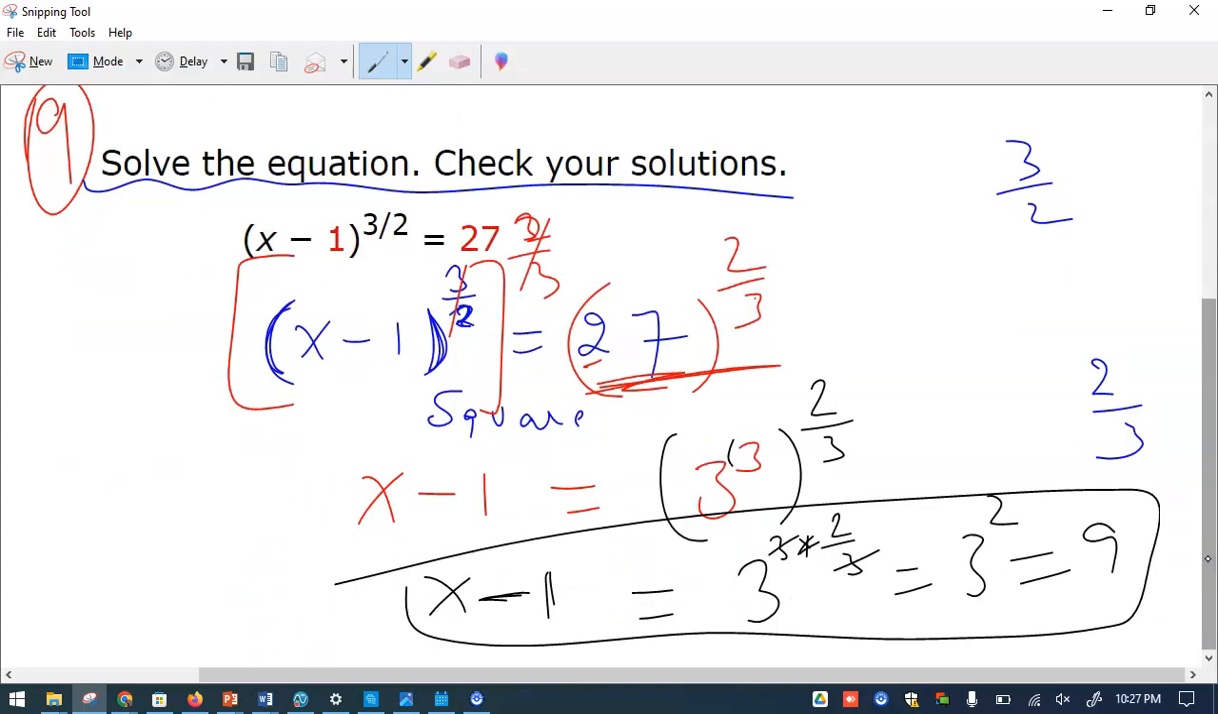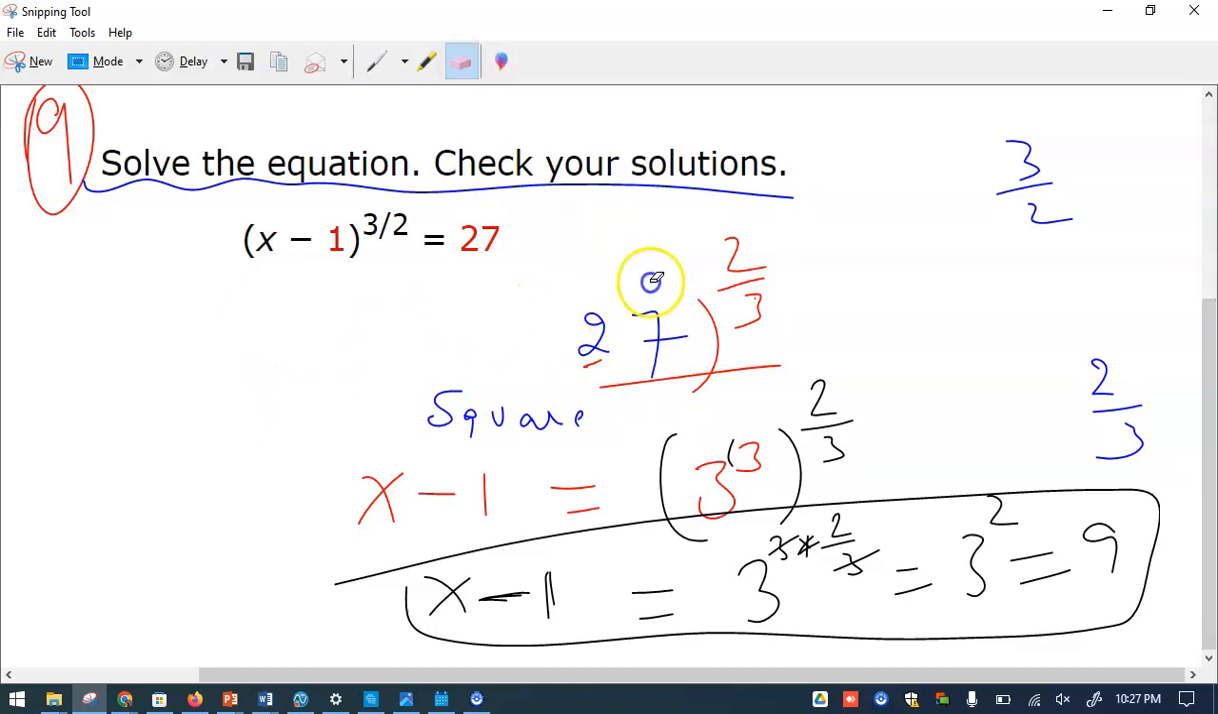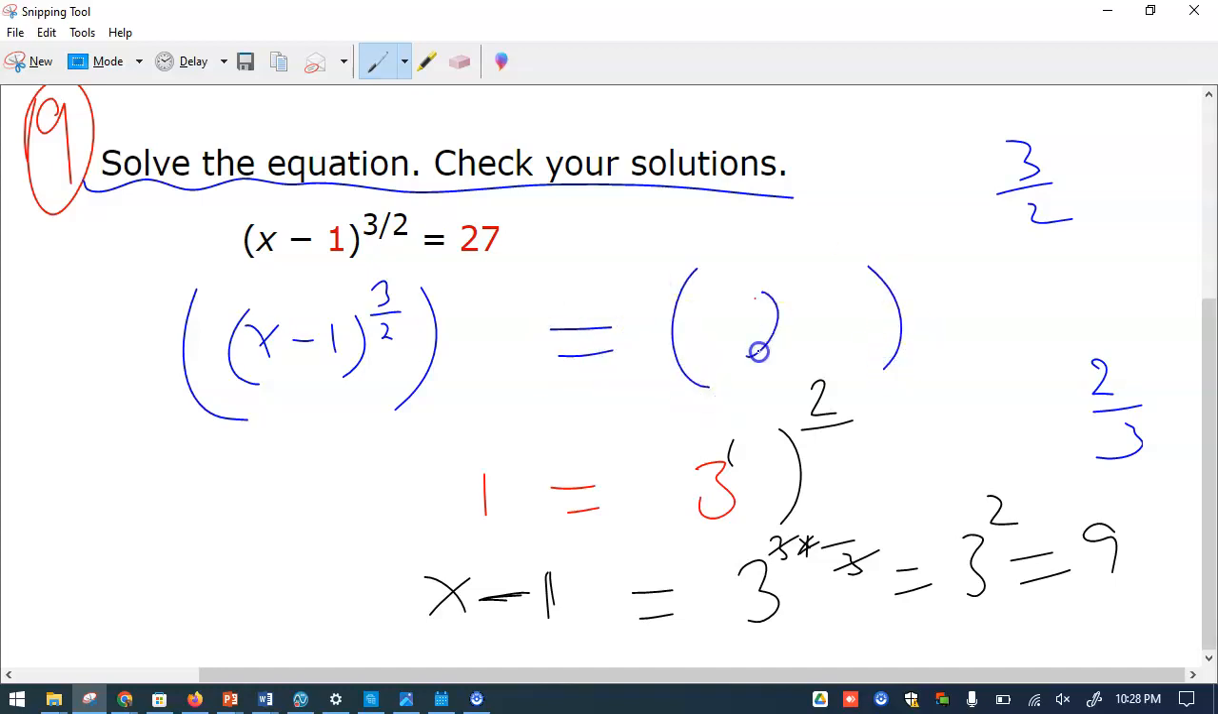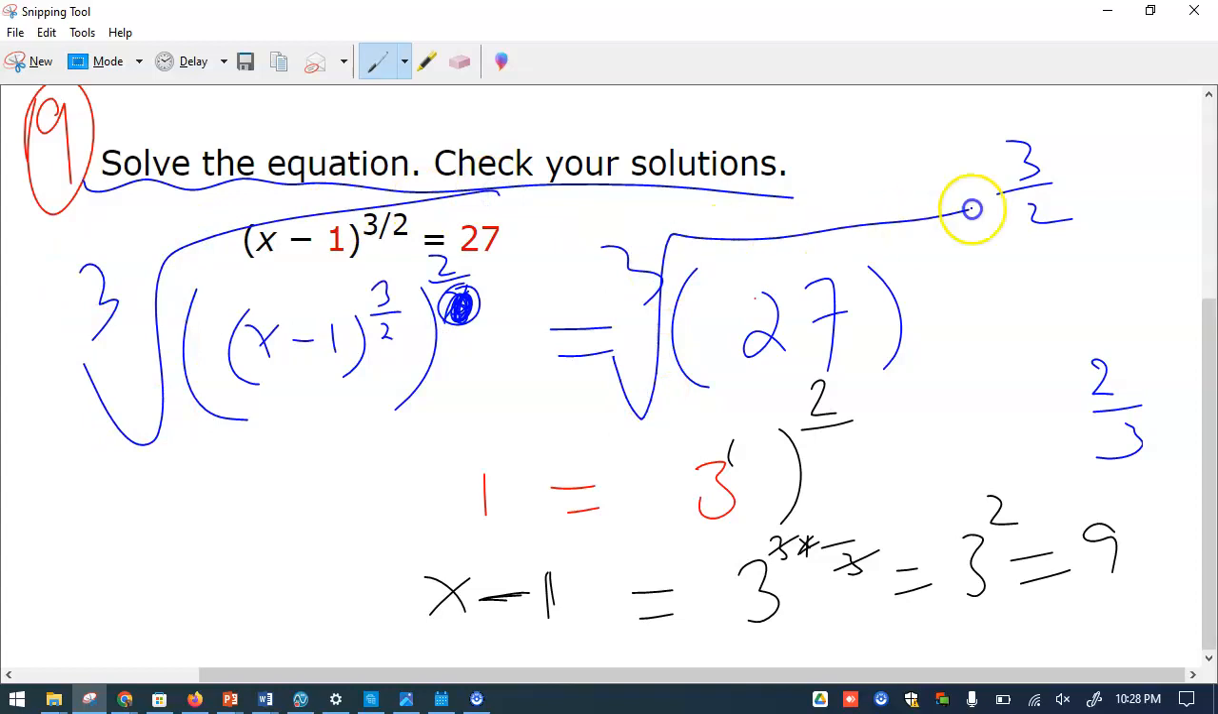Now the question is, why is there only one answer? Because watch this. This time you see there's a 2 here. So x minus 1, all you do is, this is 3 by 2. So we are trying to raise both sides to the power 2 by 3. And this 3 is very important. It's like you're taking a cube root of this thing. So you have to be very careful.